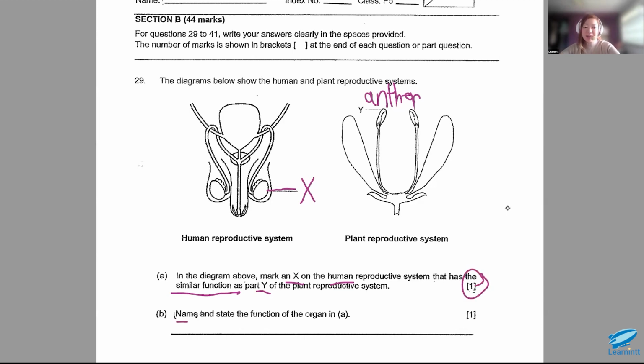Question. Name and state the function of the organ in A. So firstly, we already know that it's called the testis. That is a half mark. The function is to produce sperms. Another half mark. In total, 1 mark.